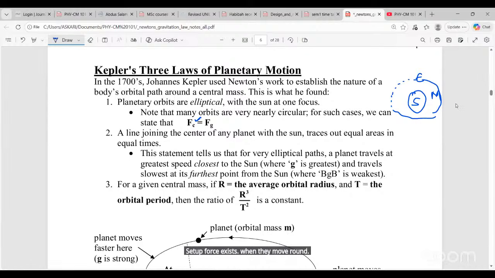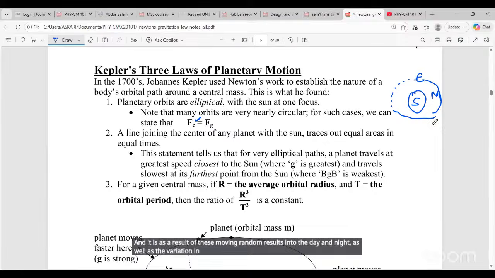And it is as a result of this moving around that we have day and night, as well as the variation in the seasons, except now that we don't know what God is giving us, or maybe it's due to climate change. We can't even determine that. But we now find that the rain is falling when it is not supposed to fall. That is God working.